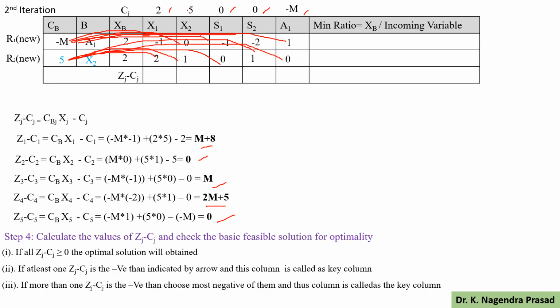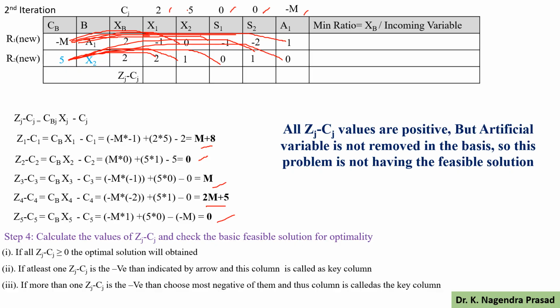So here observe that all the Zj minus Cj values are positive, but we have to observe here that the artificial variable, that is a1, is not removed from the basis. So here we are getting all Zj minus Cj values positive, but the artificial variable is not removed from the basis. In this situation we say that the given problem does not have a feasible solution. So this is the solution, and thank you.